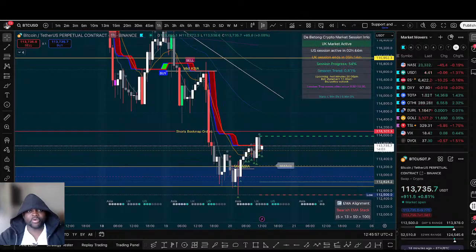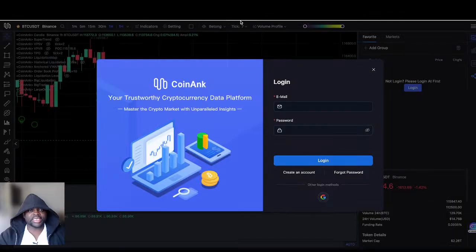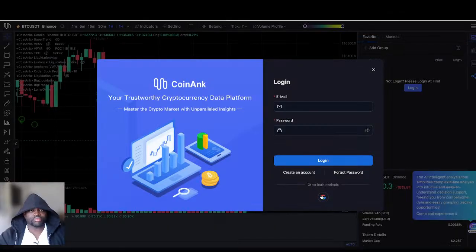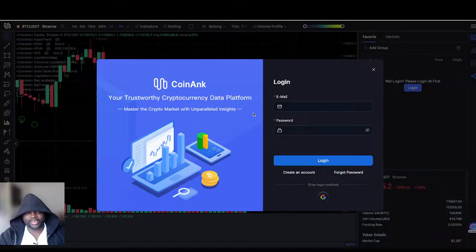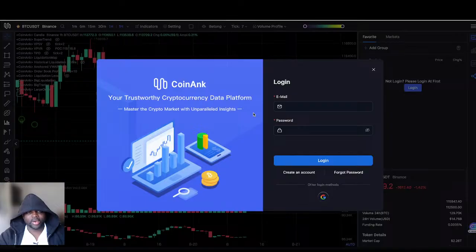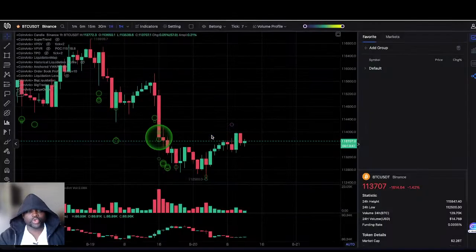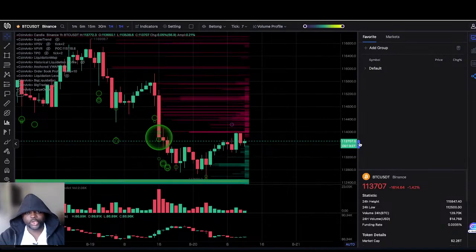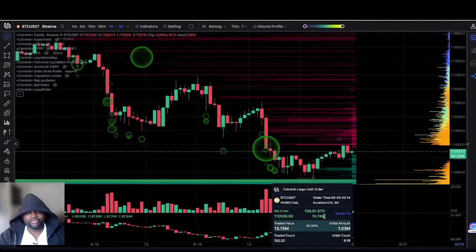Let me just see if I can log into my CoinAng. Let's see if I can log into CoinAng, and then maybe we can see some volume, see where we are with the liquidity, to protect you guys. You need to look at what price is doing to be able to understand how you're going to position yourself in the future. You can see clearly the volume is not that much.